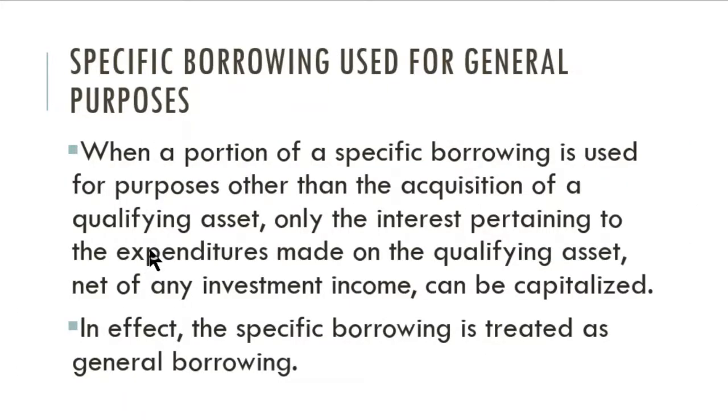Then, what if the specific borrowing is used for general purposes? Diba ganiha naa to two types? So, specific borrowing meaning ang pagpangutang nimo sa bangko, nisulti ka nga this is for the qualifying asset. Pag general borrowing, this is a borrowing that's intended for qualifying and other usage or other purpose. What if ang specific borrowing nga atong giutang para unta sa qualifying asset kay nagamit siya for general purpose? So, when a portion of a specific borrowing is used for purposes other than the acquisition of a qualifying asset, only the interest pertaining to the expenditures that is made on the qualifying asset net of investment income will be capitalized. So, dili tanan nga interest expense adto nga pagpangutang i-capitalize nimo kay dili man tanan nagamit sa qualifying asset. So, in effect, the specific borrowing would be treated as a general borrowing.